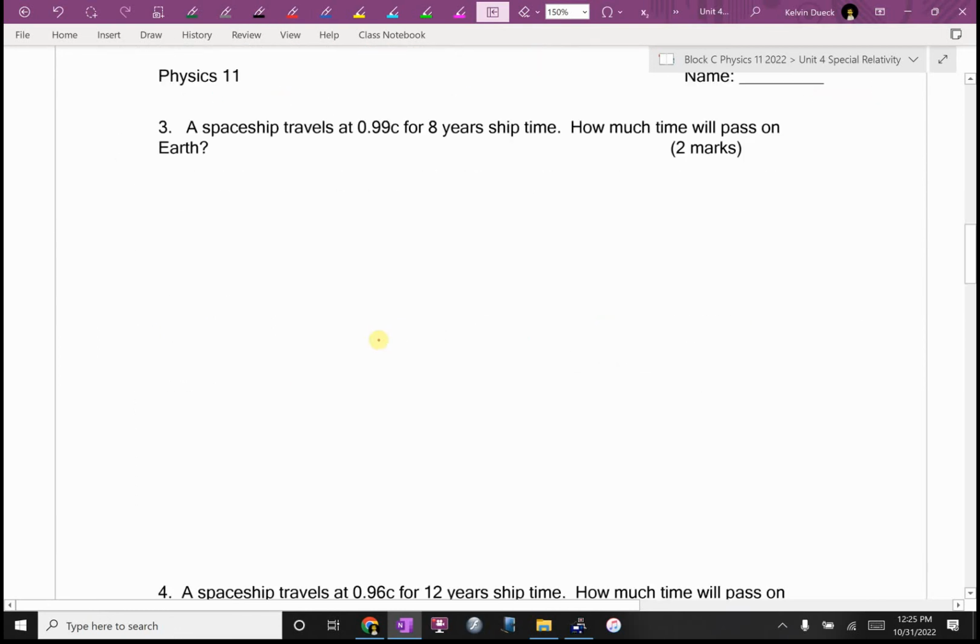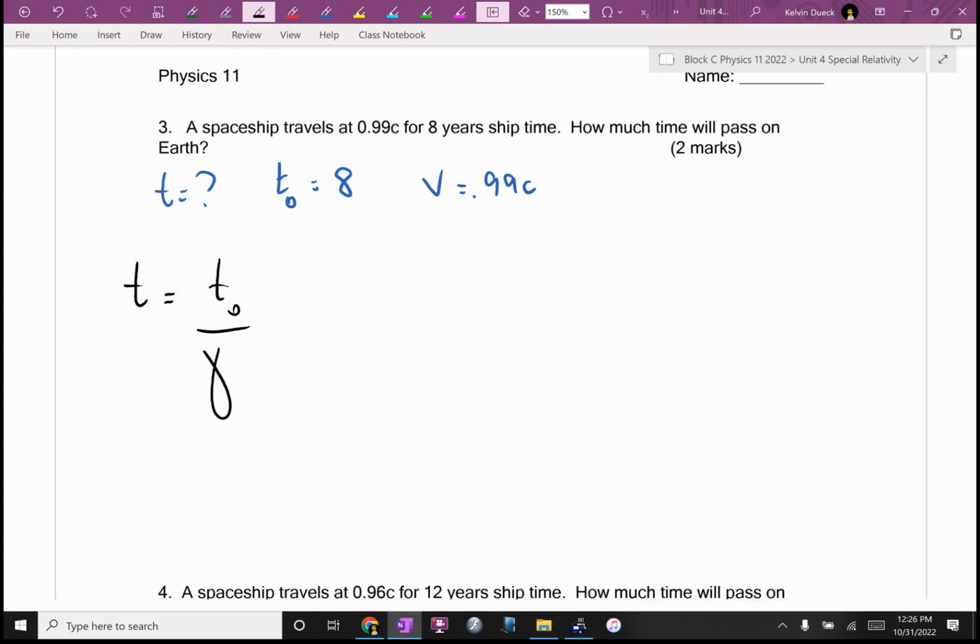Number 3, now I said, you know what? I'm seeing near the speed of light. This is going to be time dilation. How much time will pass on the Earth? That's asking me to find T. That means, Hollis, they must have told me T0. Yep, 8 years on board the spaceship. V is 0.99 C. So I said it's going to be T equals T0 divided by, and Derek, we learned there's an abbreviation for that, the square root of 1 minus V over C all squared. It's a Greek letter gamma, which sort of looks like a skitty fish doing a headstand.